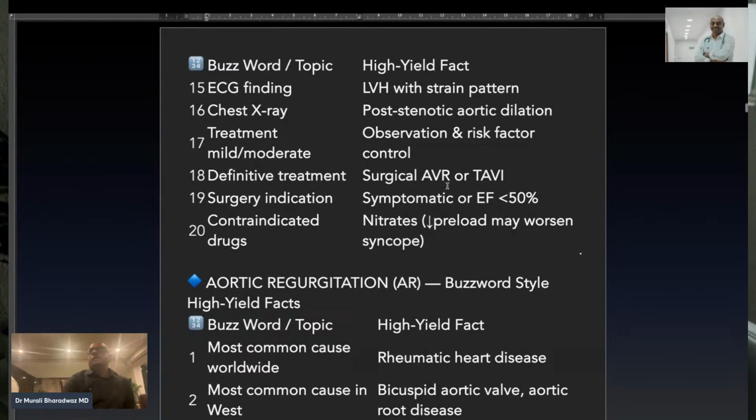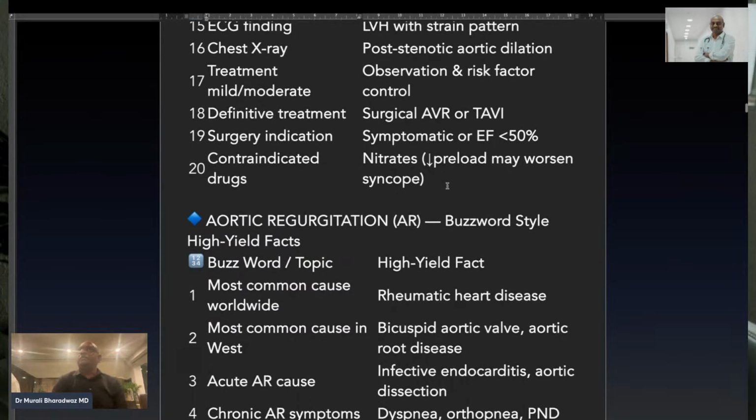So, chest X-ray. Once aortic stenosis is there, the aorta after the stenosis will undergo post-stenotic aortic dilatation. That is the classical radiograph on chest. Straightening of the left border of the heart is a feature of pulmonary hypertension in mitral stenosis, right?